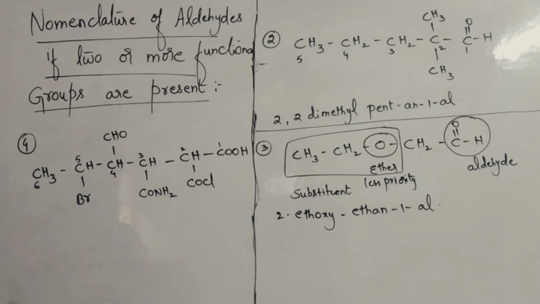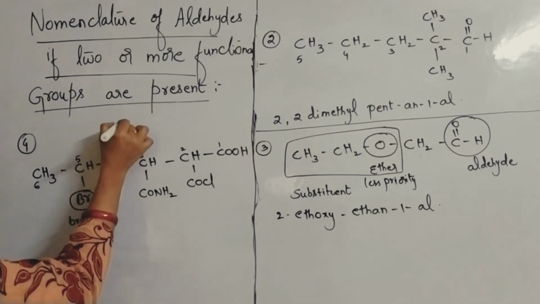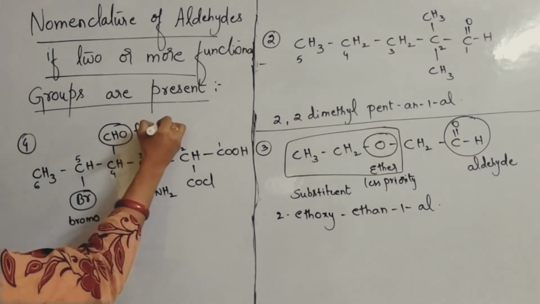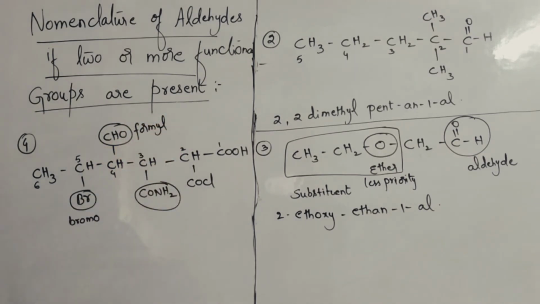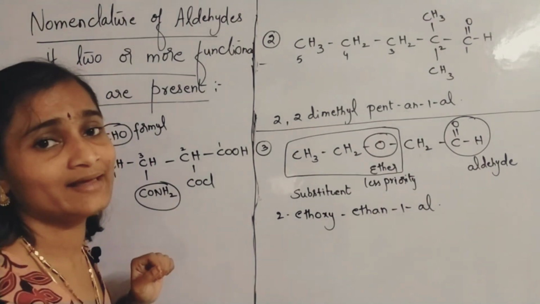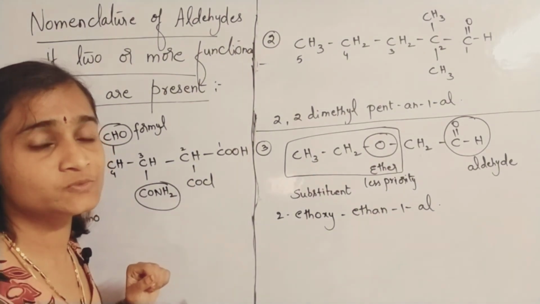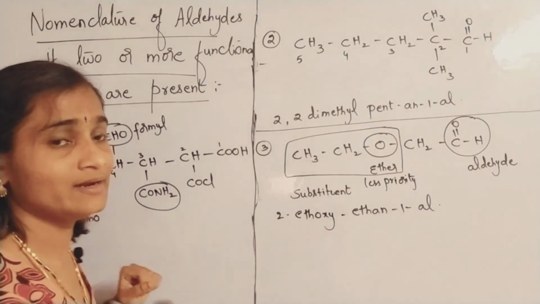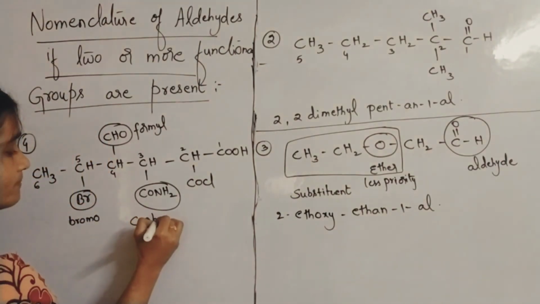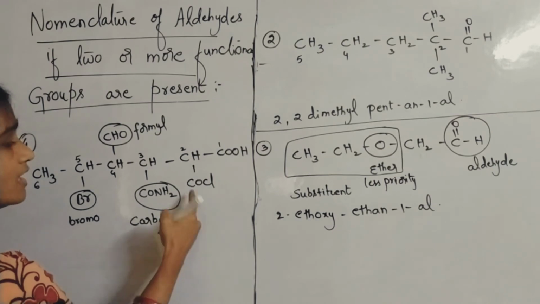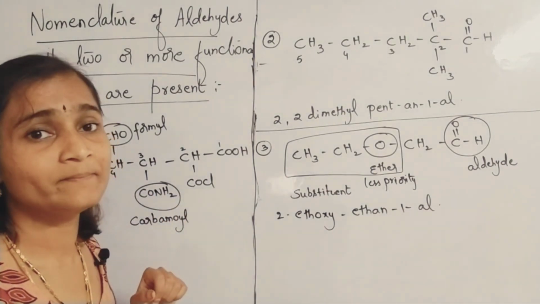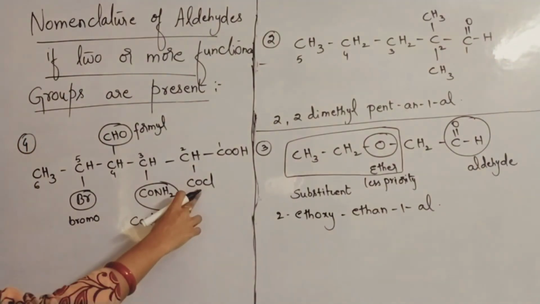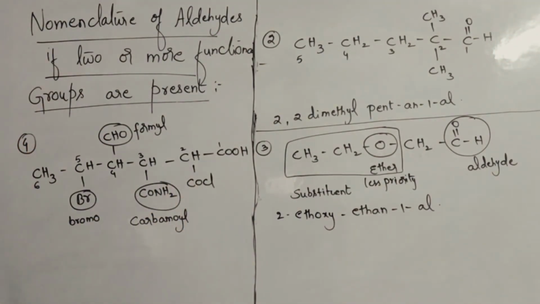Now let us check with the substituents. This is what? Bromo. This is what? Formyl. CONH2 is what? Carbamoyl is the prefix which is generally used. Carbamoyl. And COCl is like an acid halide, acyl chloride. What prefix will you give?